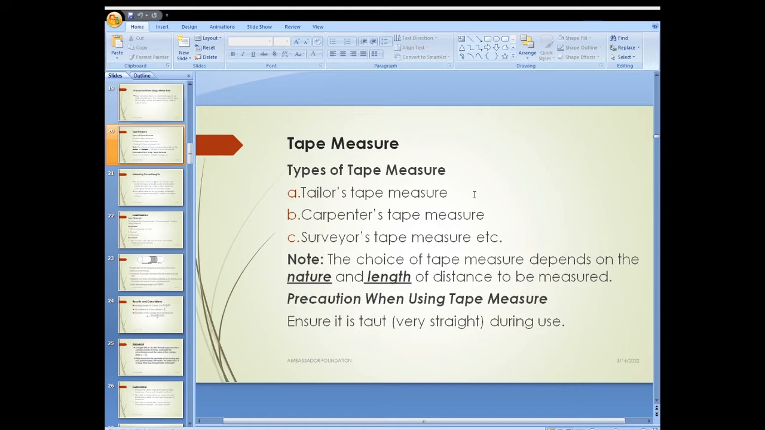So just like we were talking about in length, there is also a choice of the instrument. The choice of the tape measure depends on the nature and length of distance to be measured. It also has a precaution just like the meter rule. Ensure it is very straight during use. The word very straight in physics is termed as taut, T-A-U-T. So that is the precaution when using a tape measure.